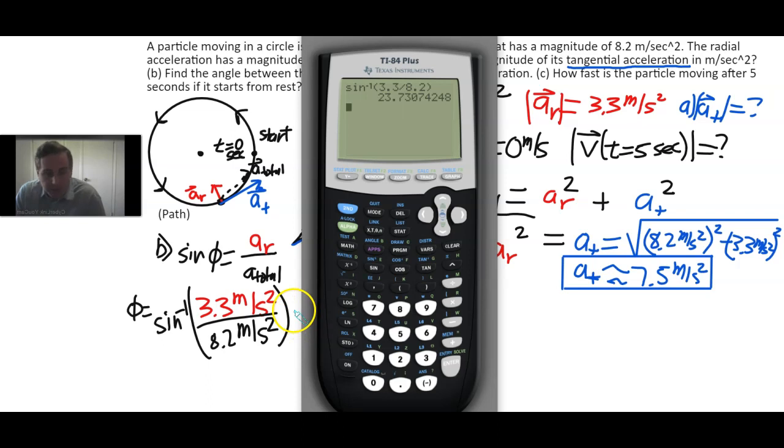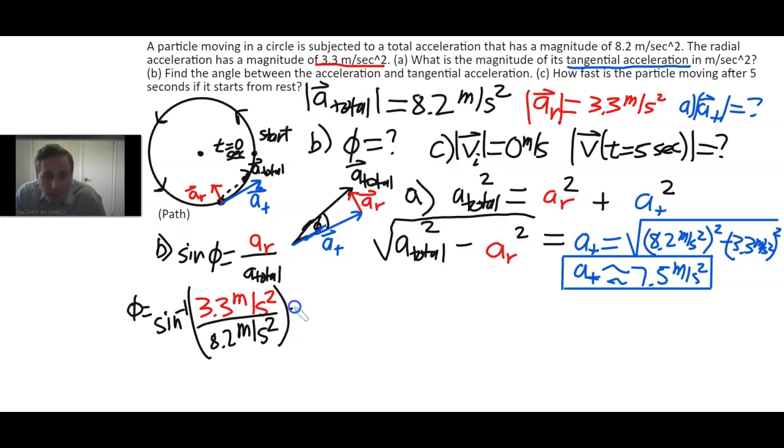So this is approximately 24 degrees. All right, fine. So that takes care of part B.